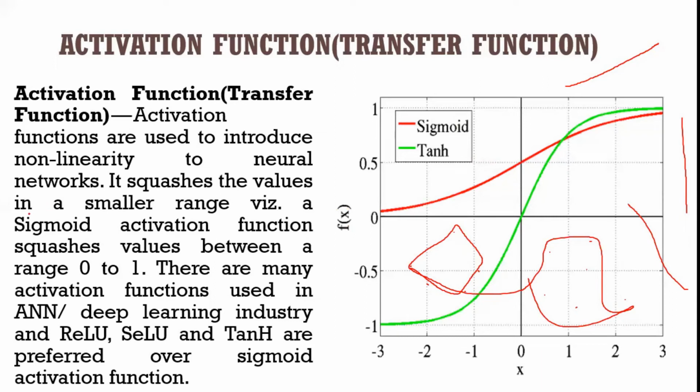It squashes the values into a smaller range. That is called the sigmoid activation function. It squashes values between 0 and 1, taking the values between 0 and 1.